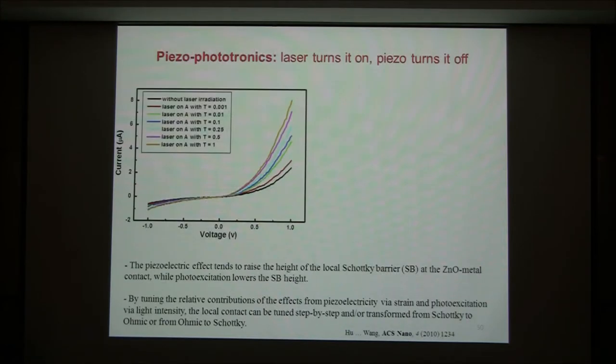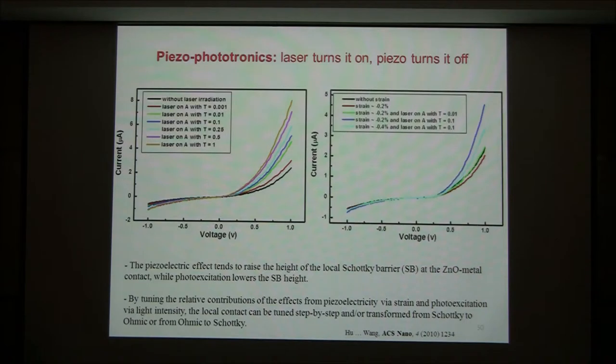Then we can utilize a laser to counter the other one. We can use a laser to lower the Schottky barrier, and use the piezoelectric effect to raise the barrier. You can see this is what the laser does. Laser can lower the barrier. Laser can always lower the barrier; it cannot raise the barrier height. So if you tune the right strain, the piezoelectric effect raises the barrier height, equal to the barrier height lowered by the laser, and the two cancel. One cancels the other one.